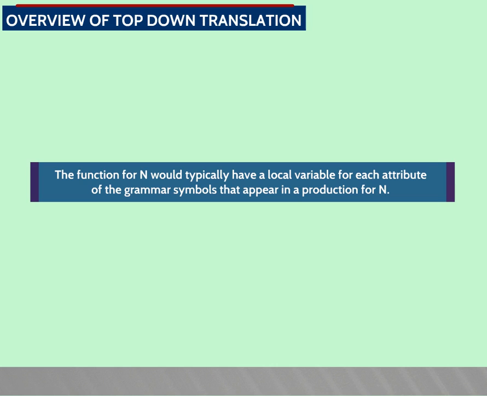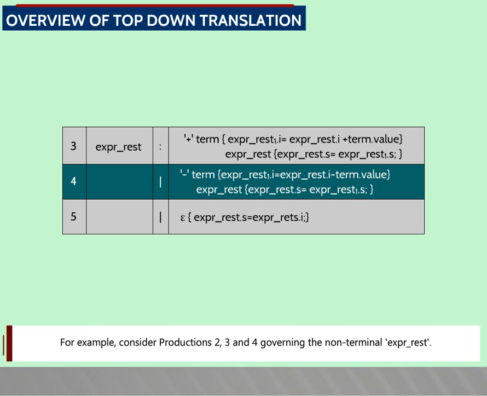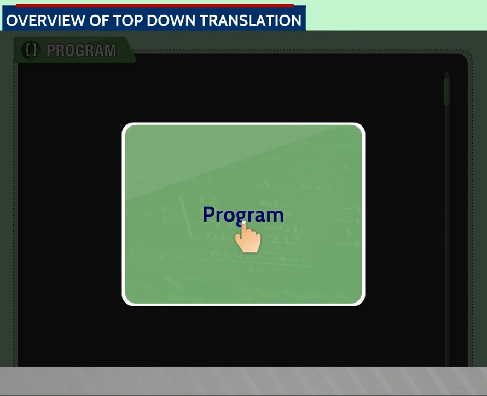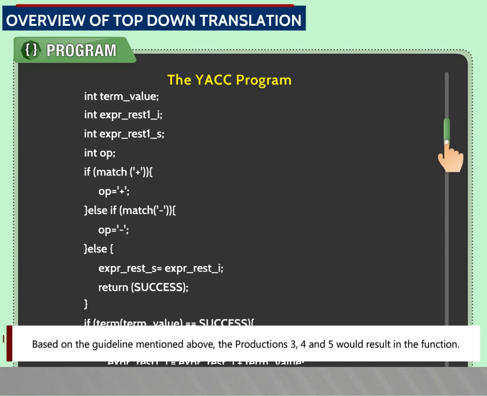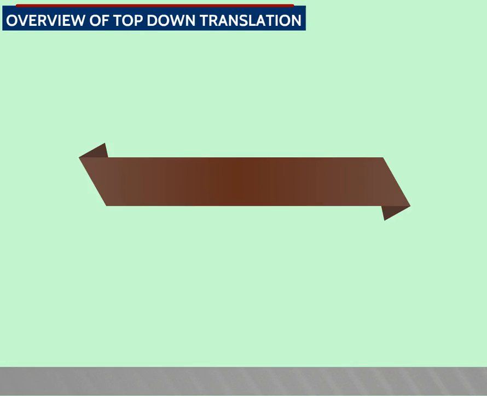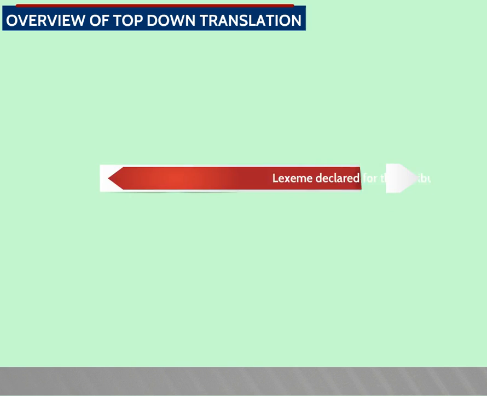The function for N would typically have a local variable for each attribute of the grammar symbols that appear in a production for N. For example, consider productions 2, 3, and 4 governing the non-terminal expression_rest. Based on the guideline mentioned above, the productions 3, 4, and 5 would result in the function. We derived the value of synthesized attribute lexeme of the terminal constant from the lexical analyzer and stored it in the variable constant_lexeme declared for the attribute constant.lexeme.